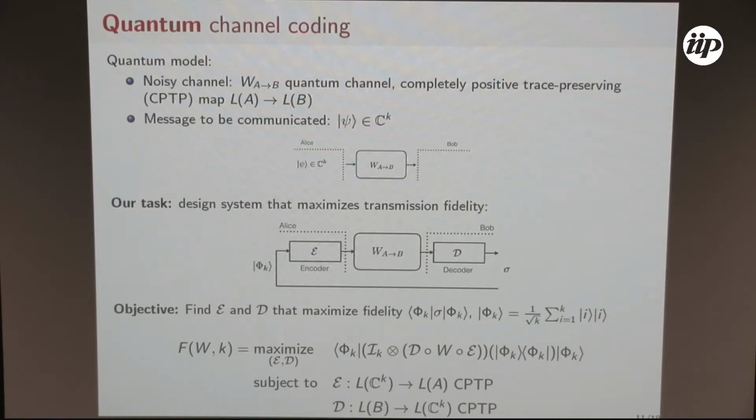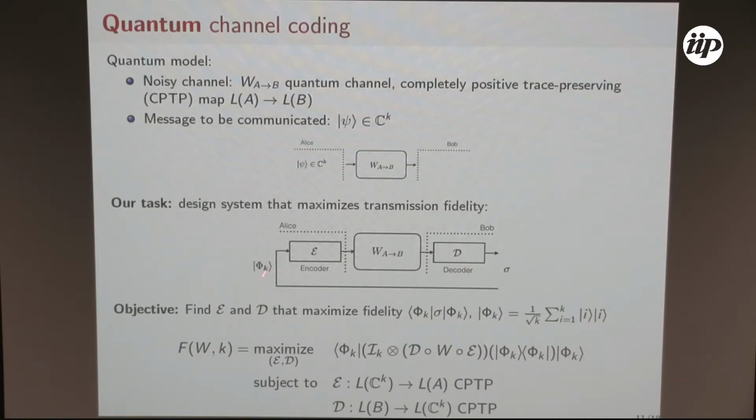So I want to take a state psi in C to the power k. Alice wants to send the k-dimensional quantum state to Bob. So you see it's similar to before. Our task is to design a system which maximizes the transmission fidelity. Let's model it a bit more precisely. The encoder here will again be a valid quantum channel, a completely positive trace preserving map E, and the decoder similarly.